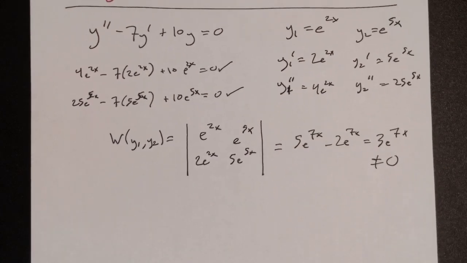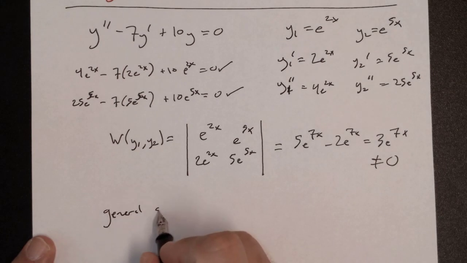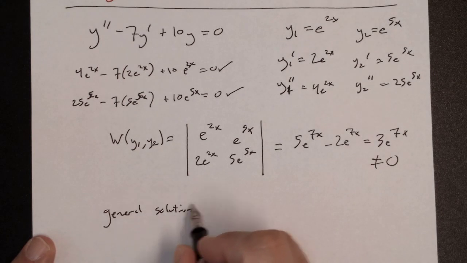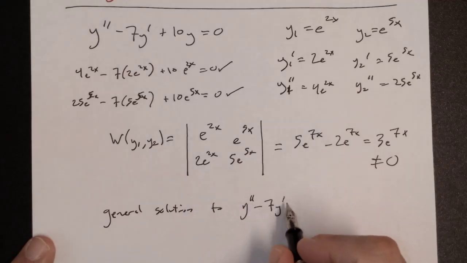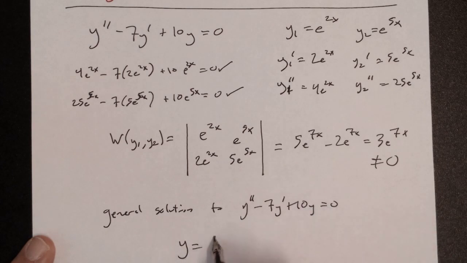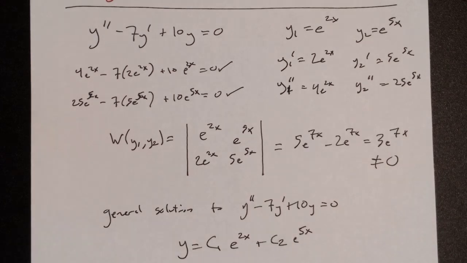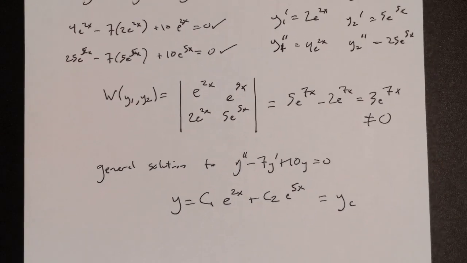And that means that the general solution to our equation, y double prime minus 7y prime plus 10y equals 0, looks like c1e to the 2x plus c2e to the 5x. I'm going to call this yc. I promise there's a reason to call it yc later, but for the moment, we'll just call it that.